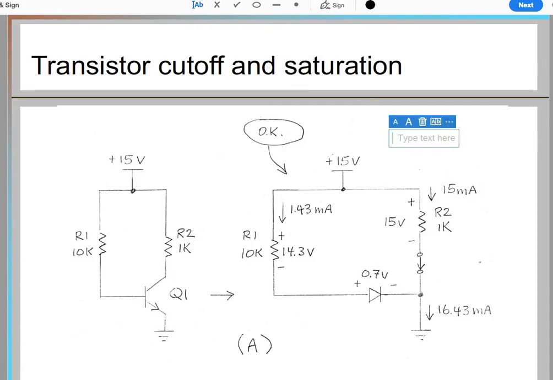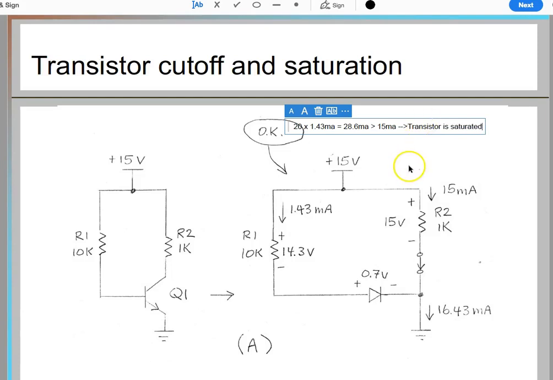Okay, so what I mean is you multiply 20 with 1.43 milliamp, and that will give you 28.6 milliamp. Okay, and this current is greater than your IC, which is your 15 milliamps. And if this is the case, then that means your transistor is saturated. So that's how you do it.